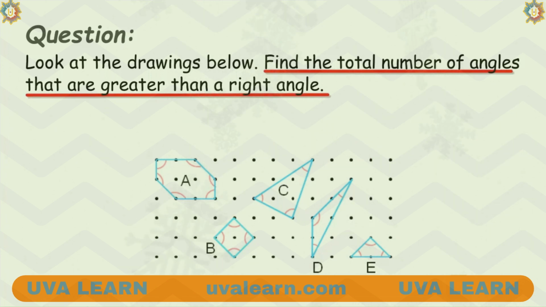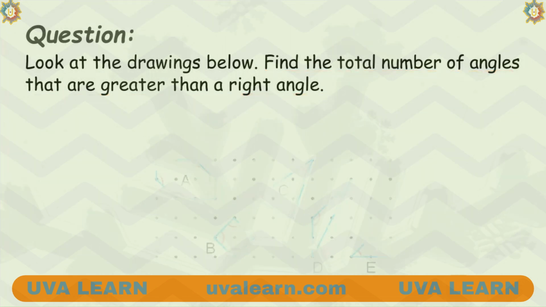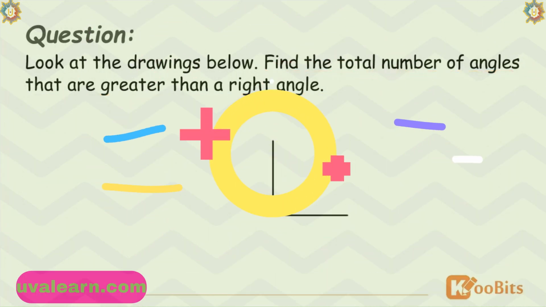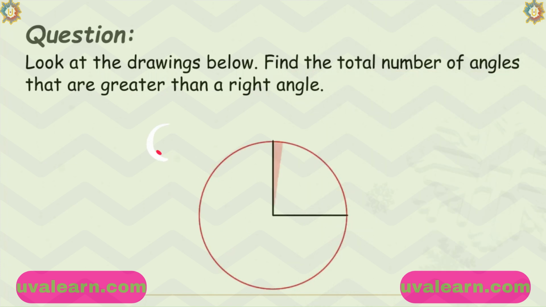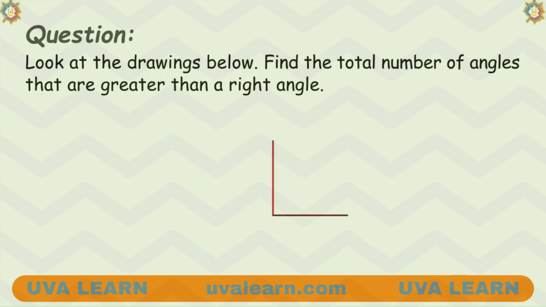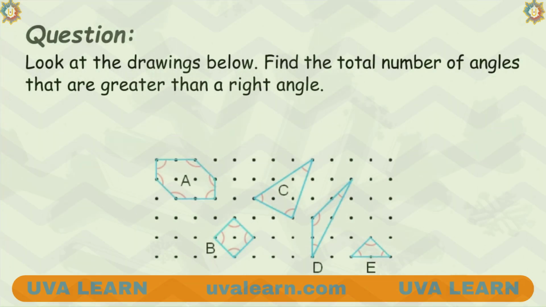Do you recall what a right angle is? This is a right angle. A right angle is made by a quarter turn. When two lines meet each other in a perpendicular way, they form right angles. Can you see that? An L shape formed by the two straight lines. Perfect. We are asked to identify all the angles in the drawings that are greater than a right angle.